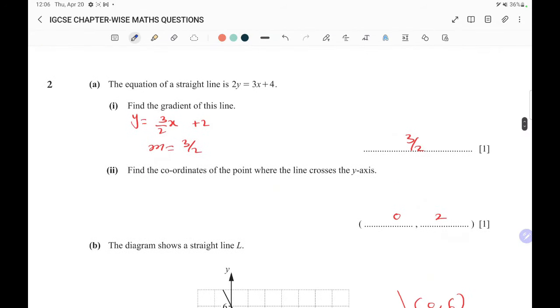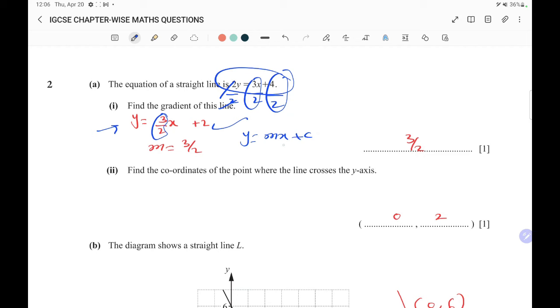Now come to question number 2, that says the equation of a straight line is 2y equals 3x plus 4. Then divide by 2, 2 here, 2 here, 2 here, 2 and 2 cancel. y equals 3 over 2x plus 4 over 2, that is 2. So gradient is the x coefficient. If we compare this with y equals mx plus c, the x coefficient is m, and here the x coefficient is 3 over 2. So gradient is 3 over 2.